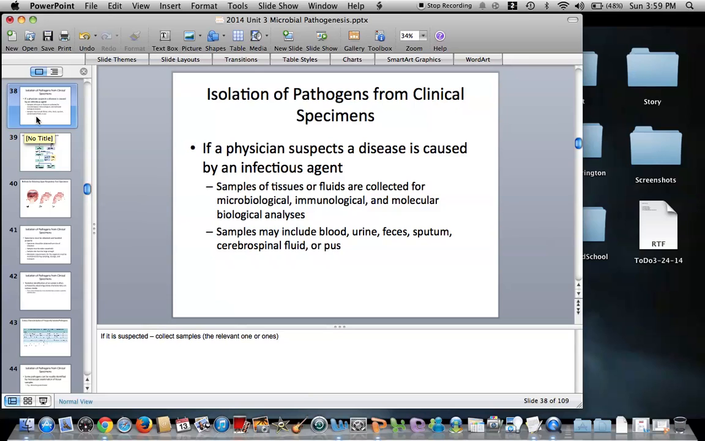Isolation of pathogens from clinical specimens. If a physician suspects a disease is caused by an infectious agent, samples of tissues or fluids are collected for microbiological, immunological, and molecular biological analyses. Samples may include urine, blood, feces, sputum, cerebrospinal fluid, or pus. So, you want what you would expect things to be, where you would expect them to be.